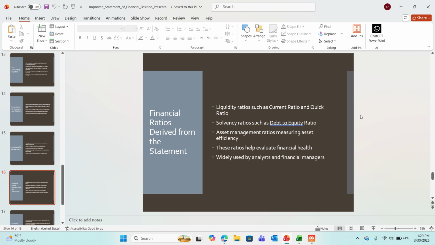Financial ratios derived from the statement. Financial ratios are calculated using data from the statement. Examples: the current ratio, current assets divided by current liabilities; the debt to equity ratio, total liabilities divided by equity. These ratios help analyze liquidity, solvency, and efficiency. They are widely used by analysts and stakeholders.